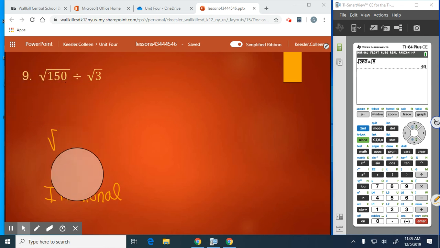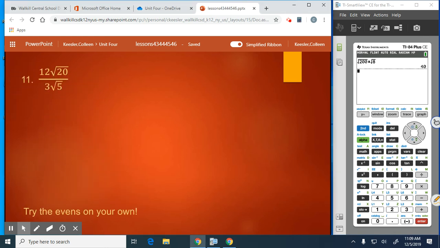Okay, on to number 11. Now we have a little bit more of a challenging problem, but remember a fraction bar is like a division bar. Okay, right away, just looking at this, keep in mind this is not rational until you simplify it. You have to be able to simplify it and then write it as a fraction. So just because it looks like a fraction now does not mean it's rational.